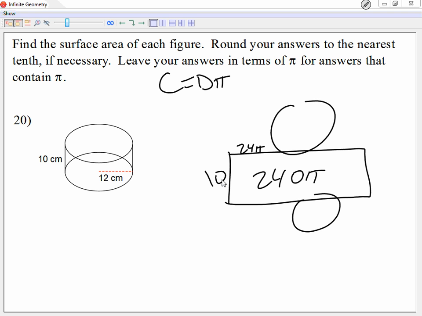So for surface area of 19 through 24 of prisms and cylinders, there's 2 of those on the final. The base could be triangles as well. I could change the shape of the base. But remember, it's a big rectangle and 2 bases. There's 2 of those. Any questions up until 24?